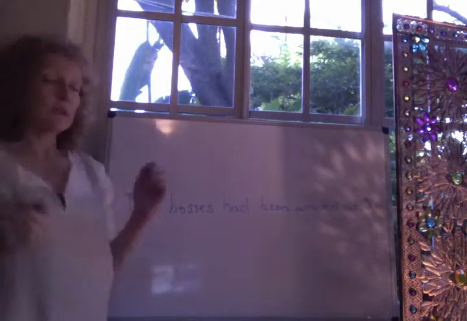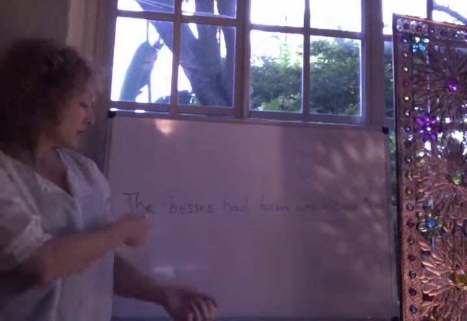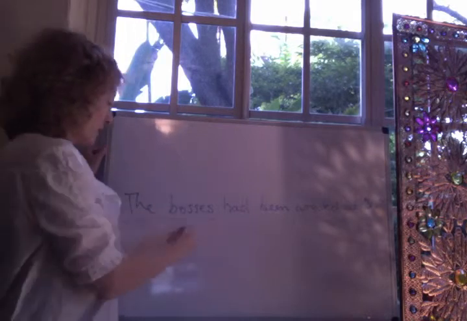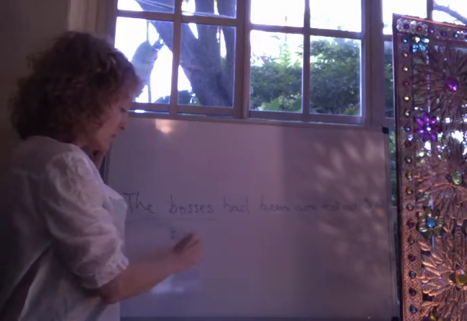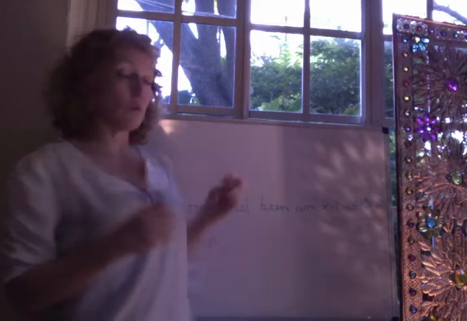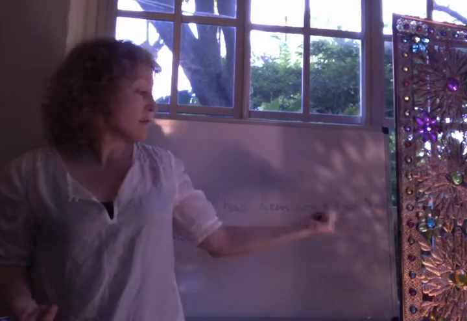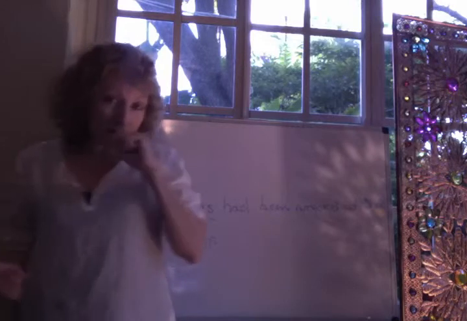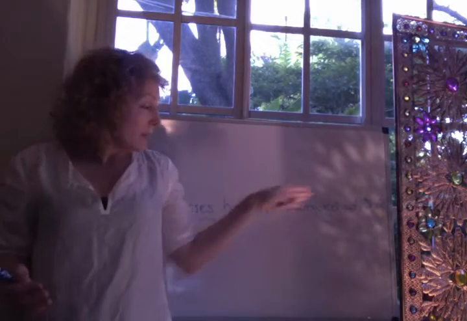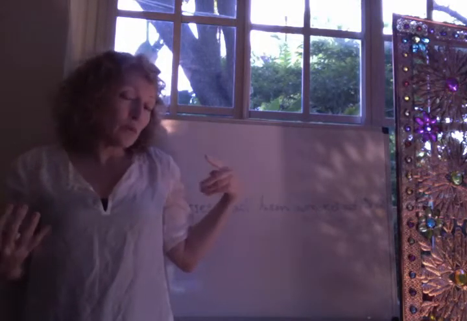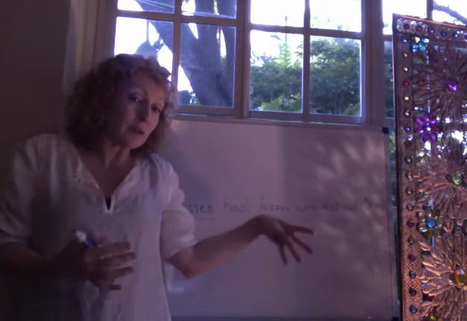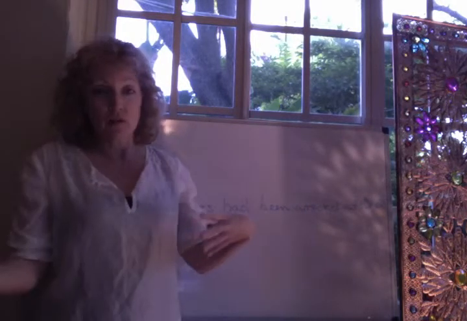So first thing that you note is that your subject here is the bosses. We're going to forget about this and concentrate on what are the verbs of this sentence. So, had been arrested at 5 o'clock. This is the predicate of the sentence, and what we want to see is what within this predicate is a verb and what is not a verb, it's something else.